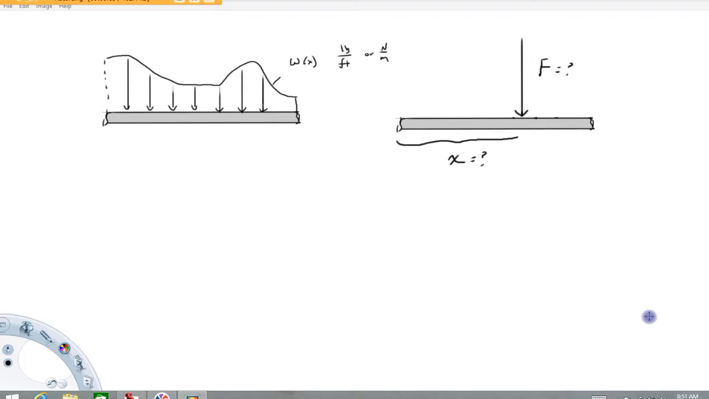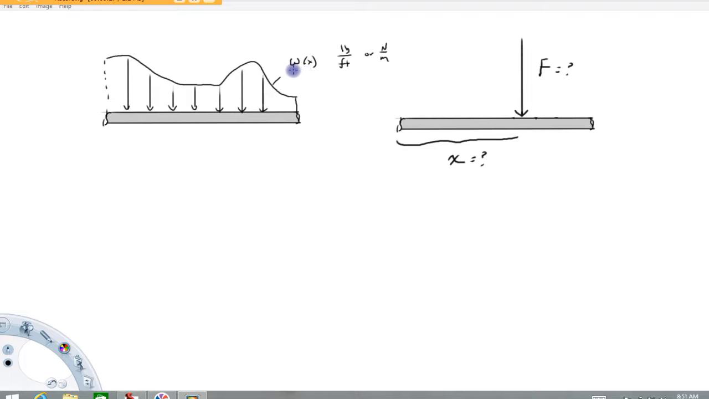This video is meant to be part two in a series on how to handle distributed loads. What I'm looking at here is a beam with a generic distributed load that I've sketched on it. Remember that this load can be described as some function. Sometimes I call it a weight function, and that's what this W of x means.